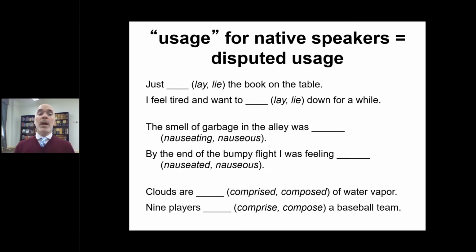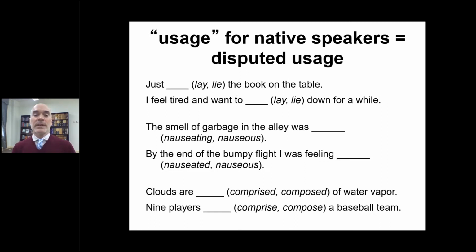So, for example, just lay or lie the book on the table. Well, this is a question of transitivity, and conventionally we say lay the book on the table, the transitive verb. And then I feel tired and want to lay or lie down. Well, again, conventionally we say to lie down, the intransitive verb.